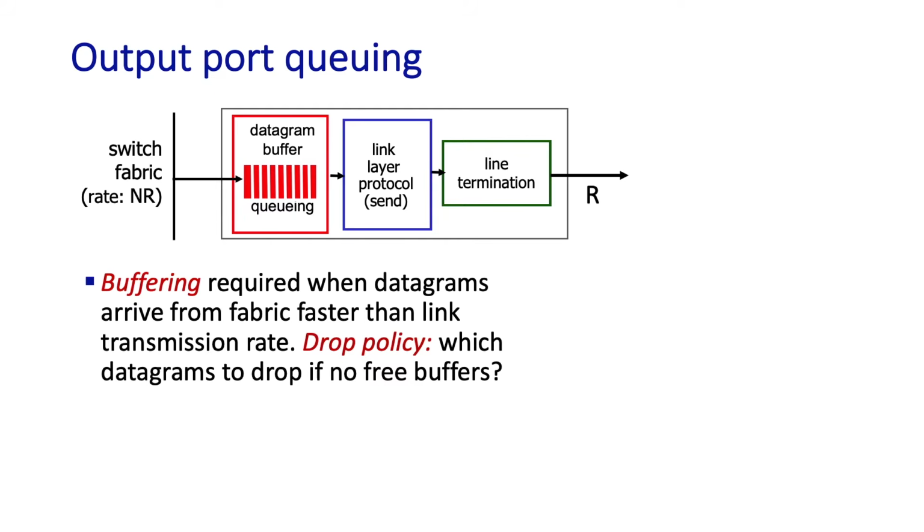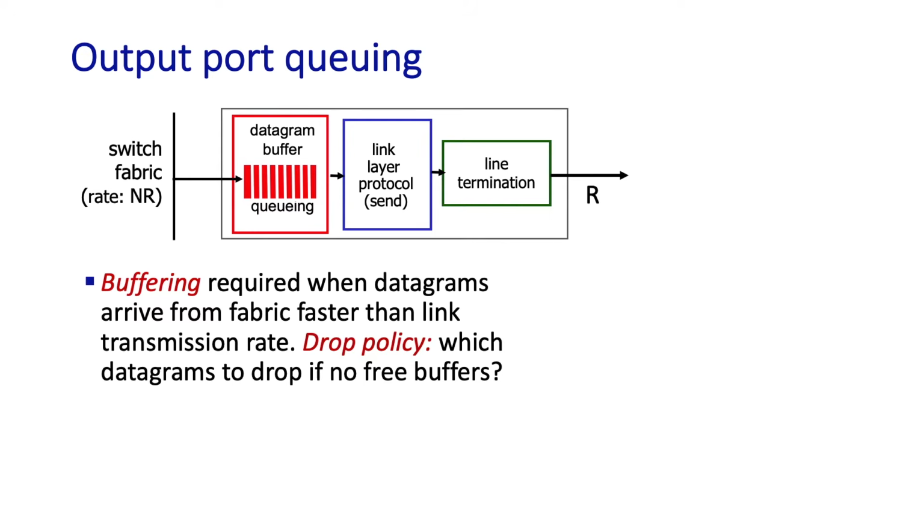Let's now focus on the output port side, since this is really where the action is. And let's start by seeing why buffering is needed in the first place. At this output port, we have a link with transmission rate of R bits per second, and let's say we have a non-blocking switch capable of delivering n times R bits per second to the output port. Now we can see why buffering occurs. Bits can be arriving at a rate of n times R, but bits can only be drained or transmitted out at a rate of R.